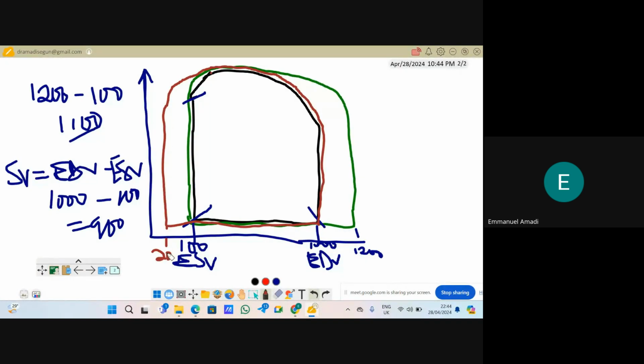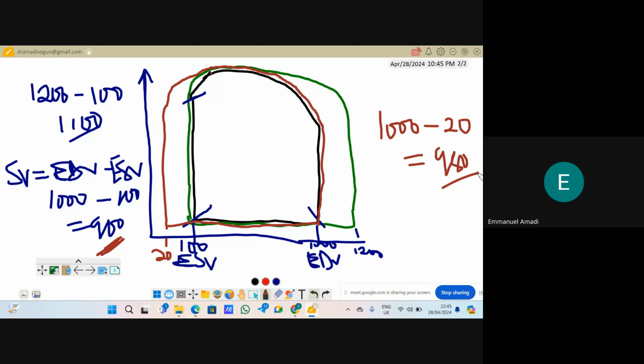Now, let us do the mathematics. This is what you have in the normal person, which is the black line. The stroke volume is 900. Now, in this brown line, the end diastolic volume is 1000, while the end systolic volume is 20. 1000 minus 20 will give you 980, meaning stroke volume increased.